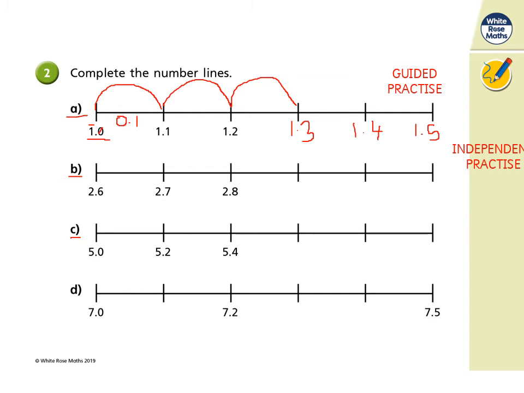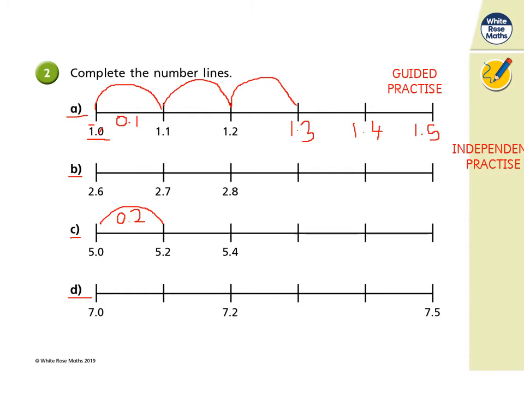Again, with C, you are still counting in decimals, but what is different is that you are starting with 5 and you are increasing by 0.2. I wonder what times table knowledge will help you to complete this number line. Yes, you'll be counting in your 2s.